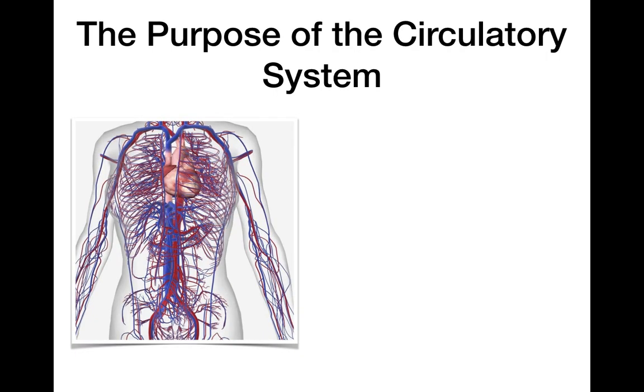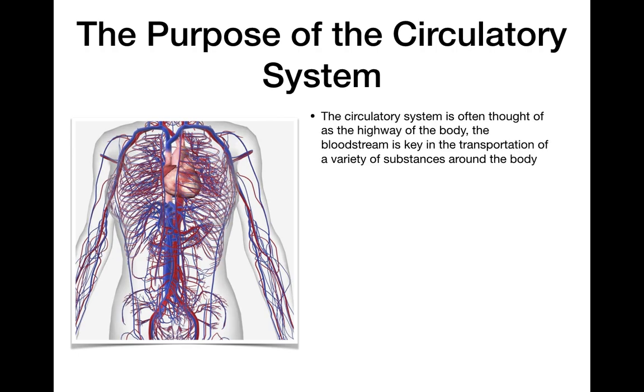Okay, so let's start with the purpose of the circulatory system. The system is often thought of by a lot of people as kind of the highway of the body. It's a good analogy. The bloodstream is how we get things around the body, a whole bunch of different substances. And we talked about a lot of these substances already in this unit. So take a minute and think about which substances you can name. How many different ones can you name?